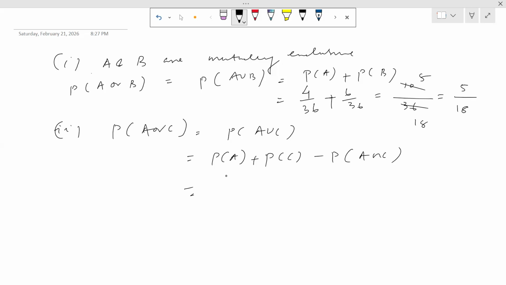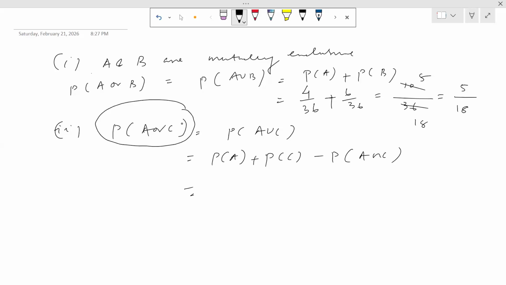Chinmay, what is the answer? First of all, is there any confusion in this part? Probability of A or C? Yes, sir. I'm confused. Why are you confused? Because already we have discussed. A or C means A union C. Sir, what is C, sir? C is the event that 3 occurs in the first dice.